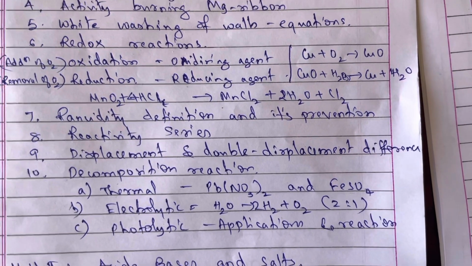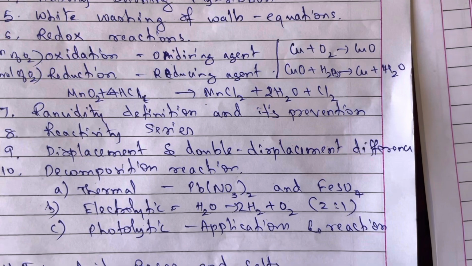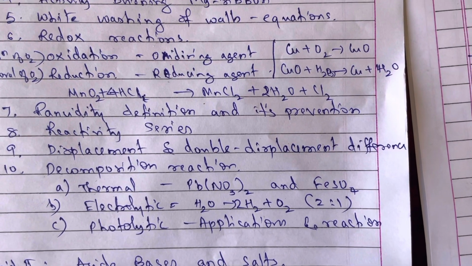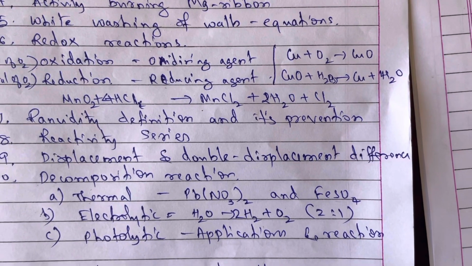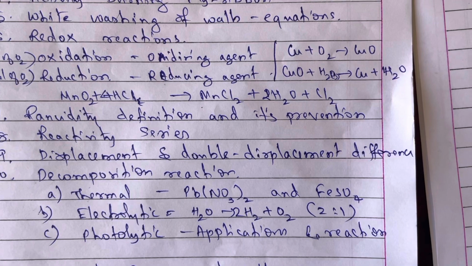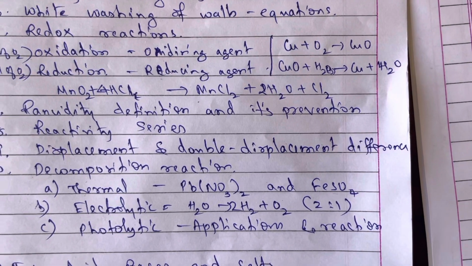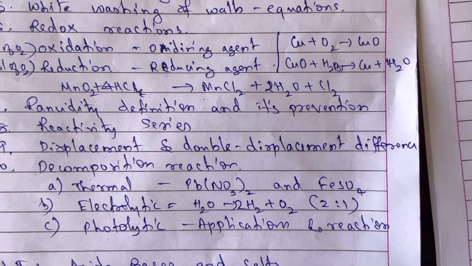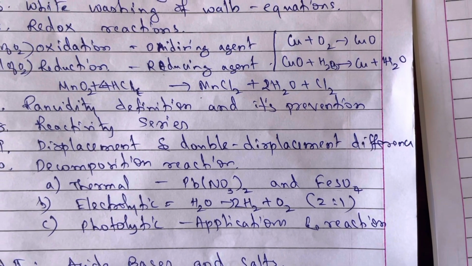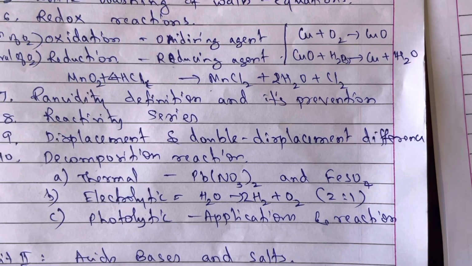And in electrolytic decomposition, we take inverted test tubes placed in water and connected to a battery terminal. When current is applied, water decomposes to hydrogen and oxygen, which are collected in two different inverted test tubes at the anode and cathode. At the anode, oxygen will be collected, at the cathode hydrogen will be collected. The ratio of hydrogen to oxygen will always be 2:1.